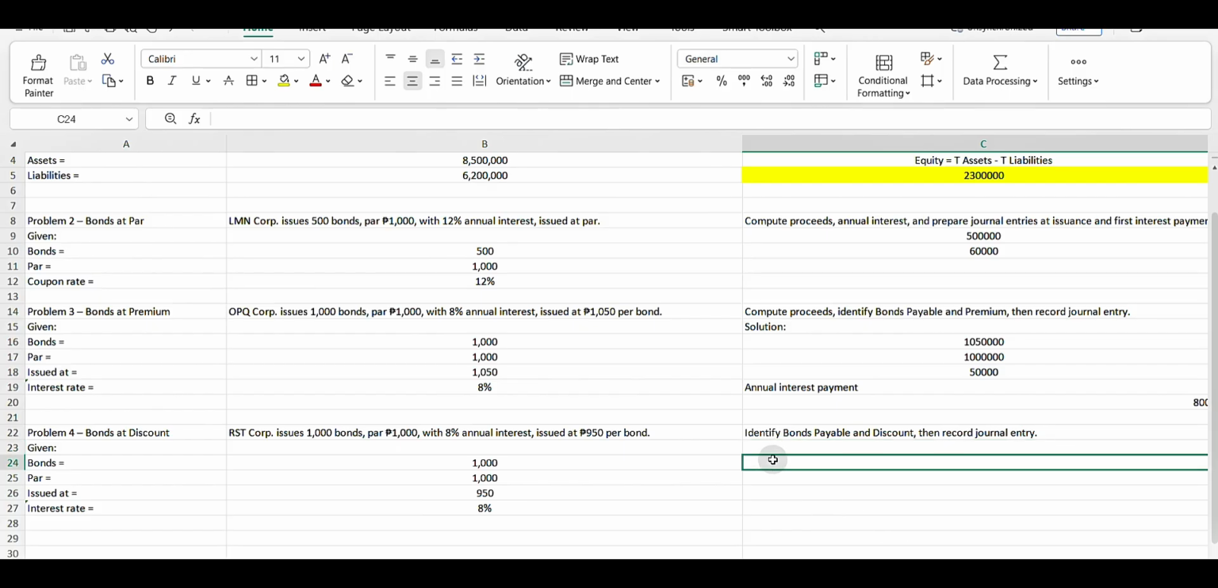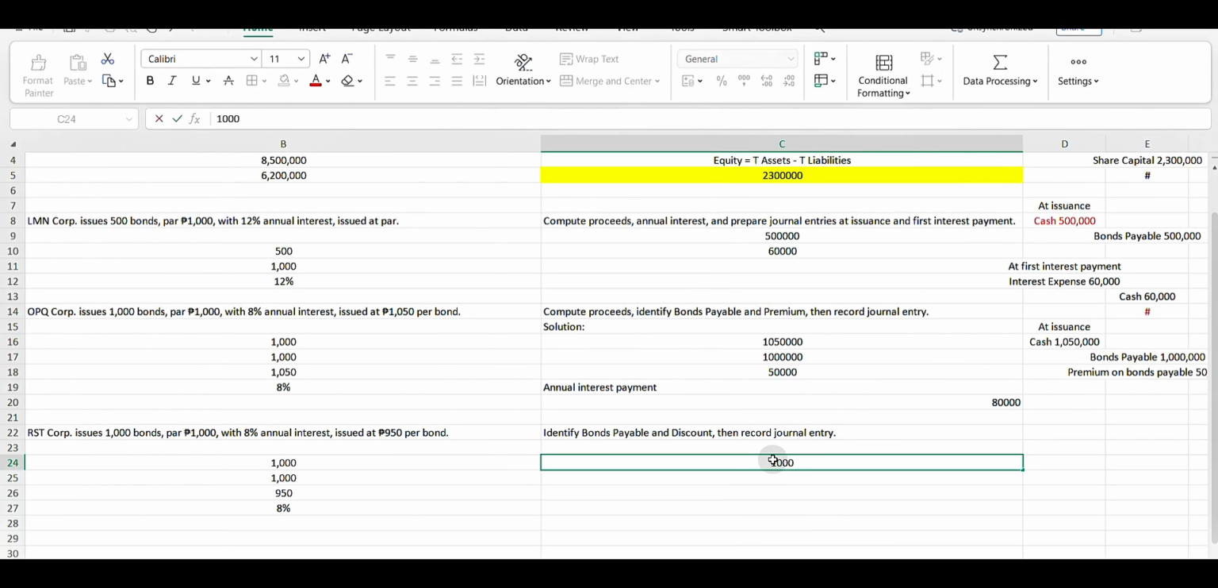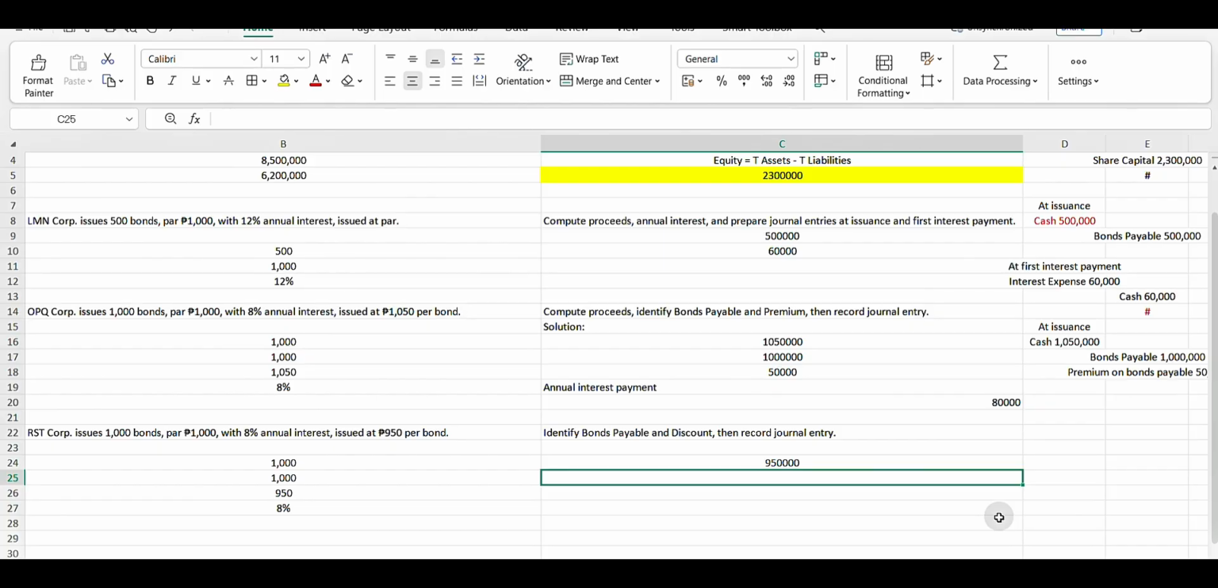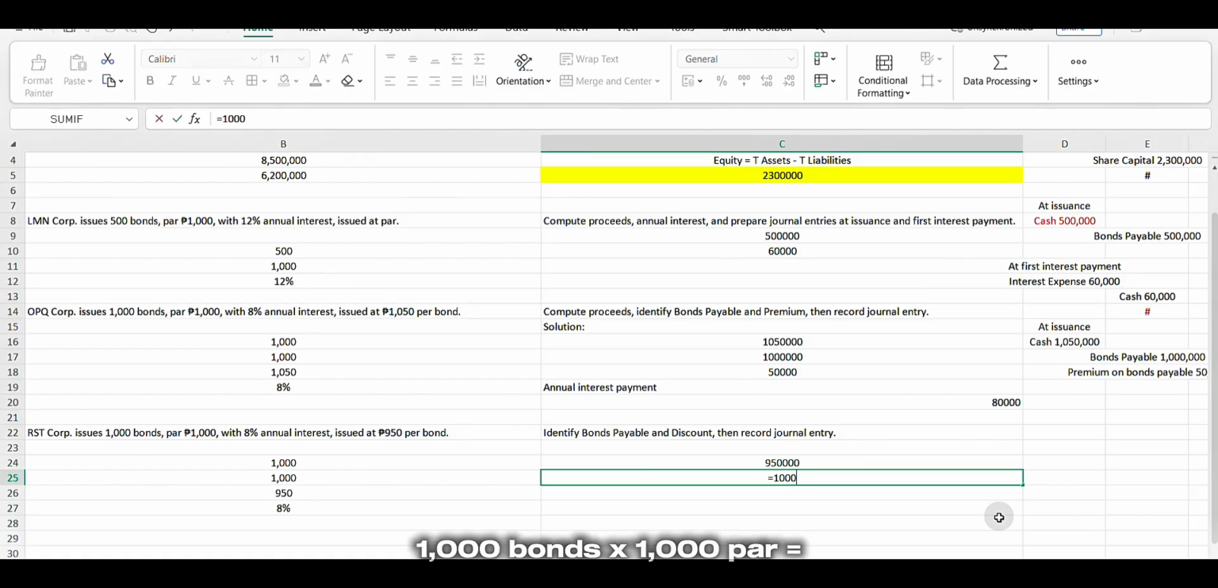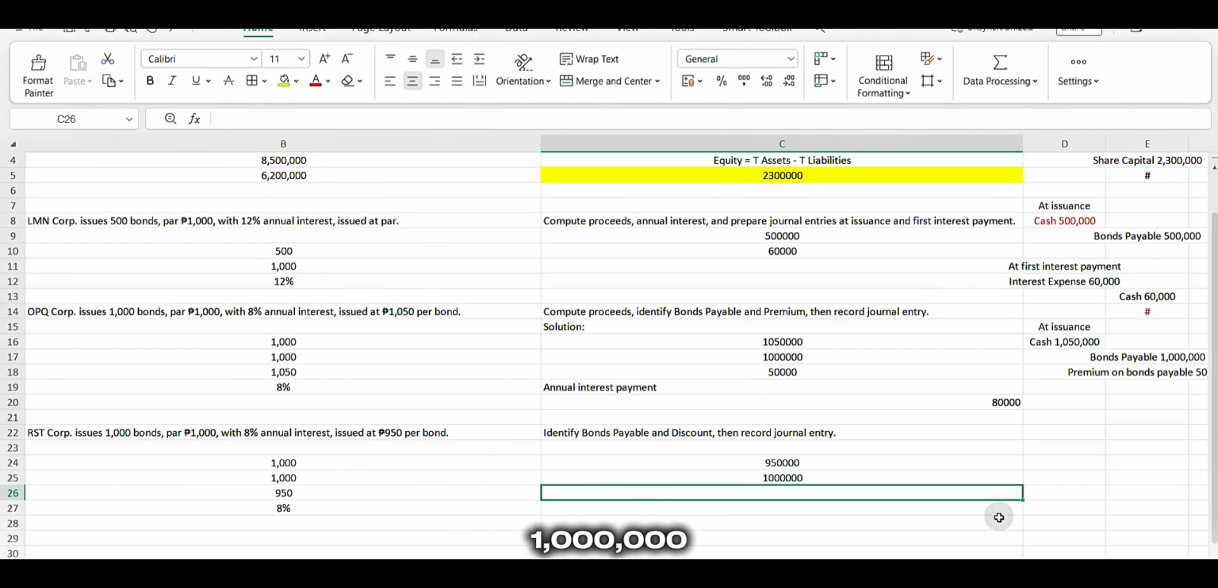Of course, to compute it again, you just need the total number of your bonds, that is 1,000, multiplied by the issue price, and that is 950 pesos. So the total is 950,000 pesos. Take note, this is your proceeds. Now to compute for the bonds payable, that is 1,000 bonds, multiplied again by the par value 1,000 pesos, and that is 1 million pesos.